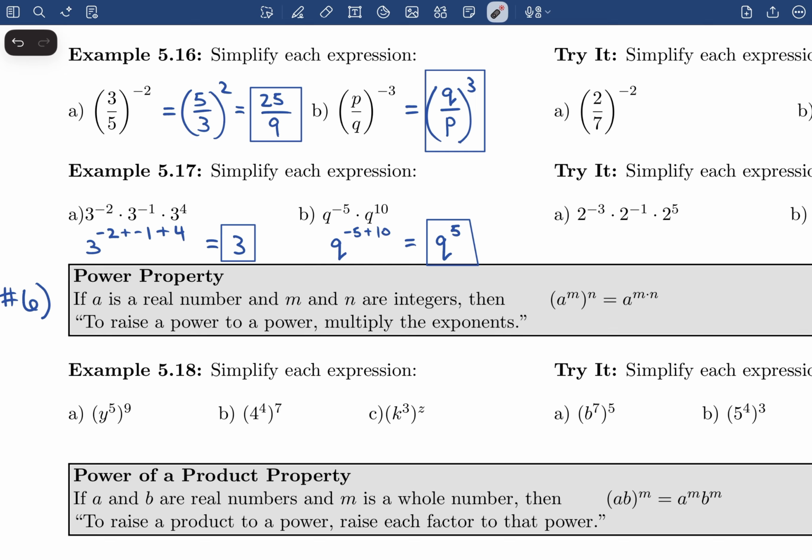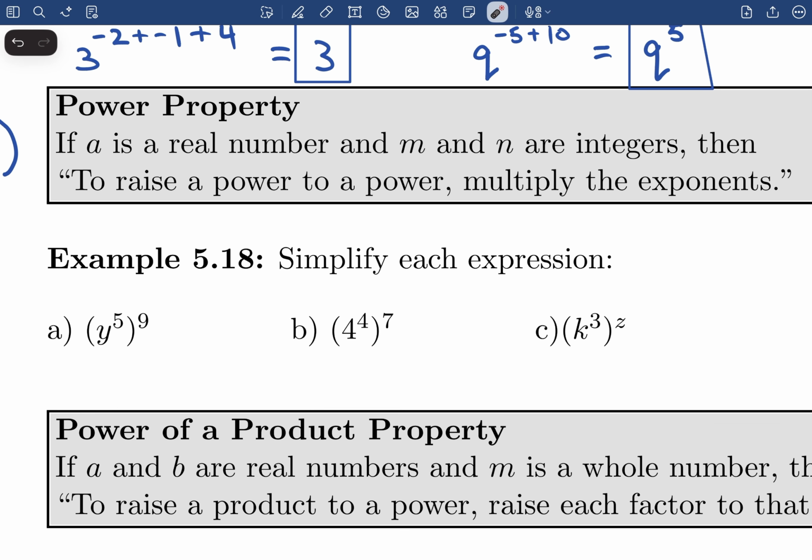So what's happening is I'm taking a base raised to an exponent, and then I'm applying an exponent to that. And when that occurs, I can take m and multiply it with n. This is called the power property. Okay, so basic phrase, to raise a power to a power, multiply the exponents together. So here are some examples of this in action.